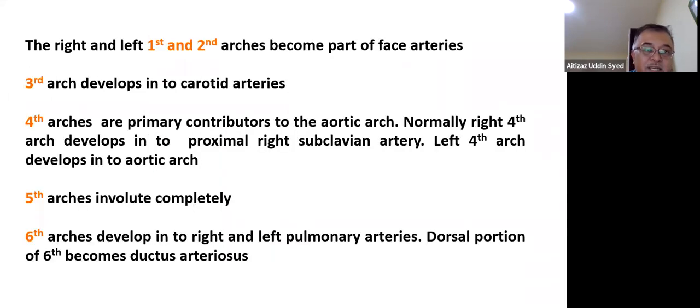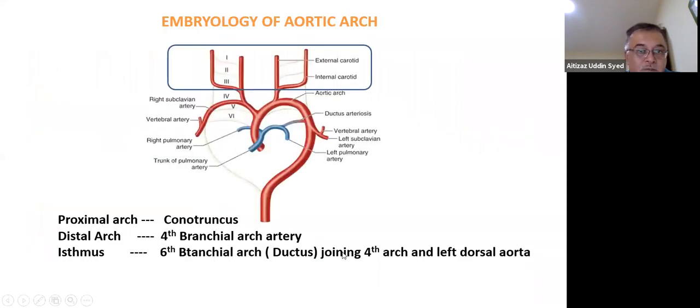Again, the same story, right and left, first and second become part of the face arteries. Remember, the third one develops into carotid arteries. The fourth one contributes to the aortic arch normally. The right will develop into part of the arch and proximal right subclavian artery. But the left goes to develop in a normal situation to the left arch. Fifth will involute, and sixth will develop into pulmonary arteries on the right and left side.